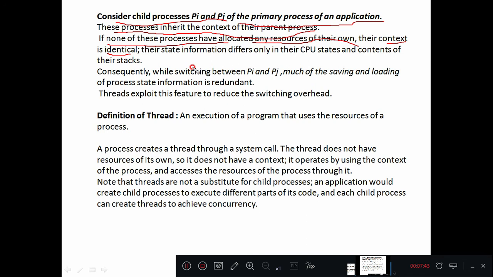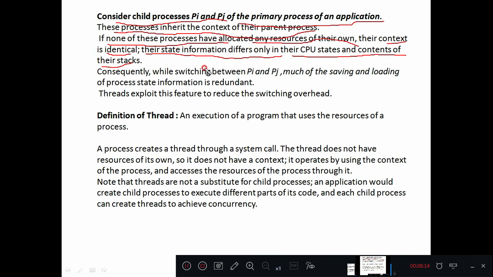So let us say if one child process requests some kind of resource and the other child process doesn't want any resources, in such cases the context of each child process is going to change. And their state information differs only in their CPU states and the content of their stack, because the state of each child process is different.